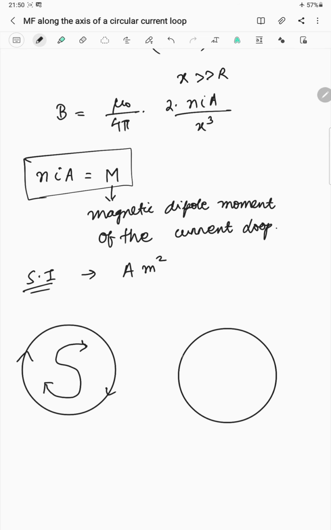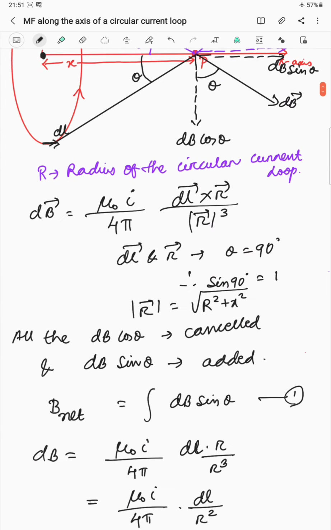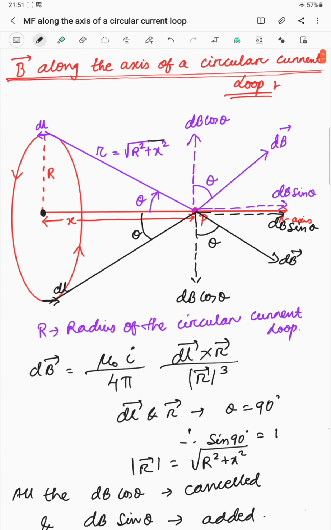If the direction of the current is anti-clockwise, then the face will have north polarity. Is it clear? In the previous class itself, I told you the current carrying loop will behave like a bar magnet, and we found this while finding the magnetic field along the axis of the circular loop, where the direction of the magnetic field is along the x-axis. That I have already discussed.